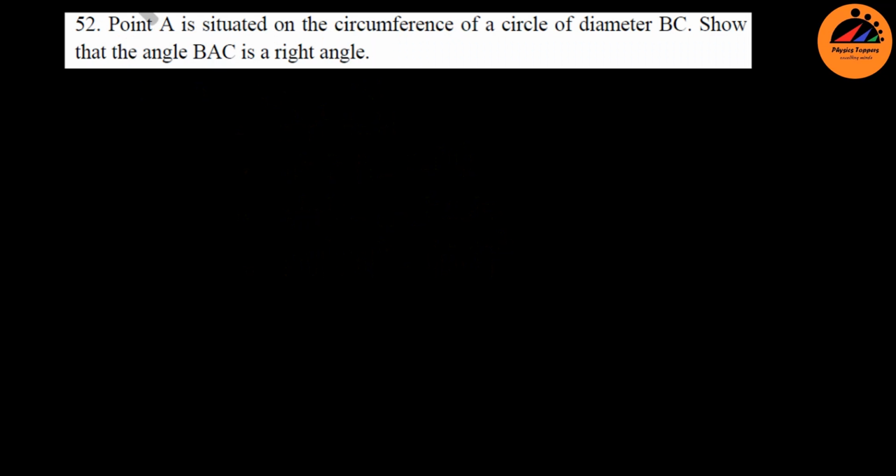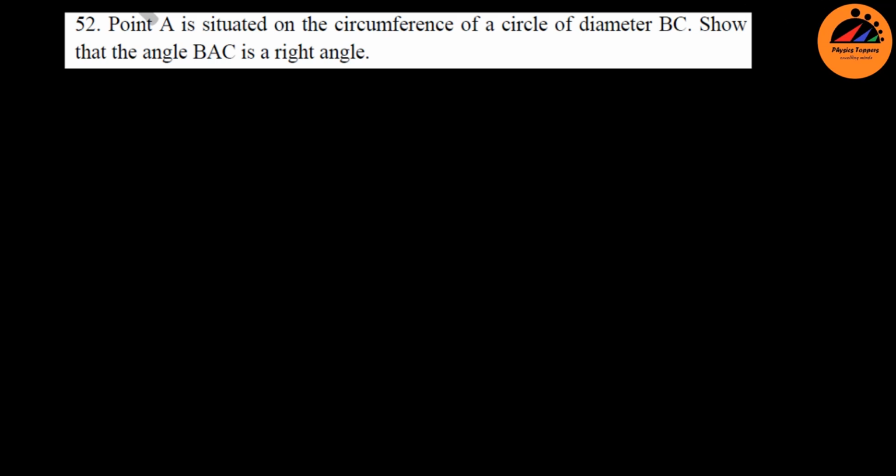Let's do another problem. See, this problem is very interesting. This problem we have done in geometry, but now we want to do this using vectors. See, a point A is situated on the circumference of a circle of diameter BC. Show that angle BAC is a right angle.